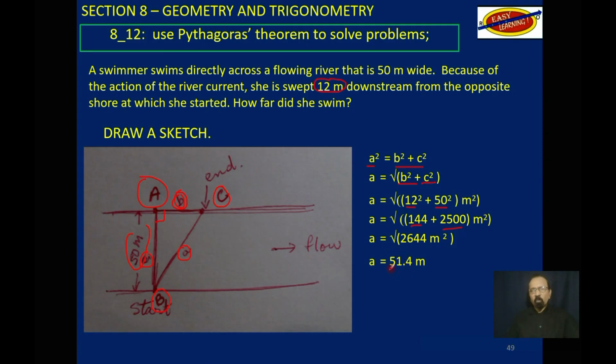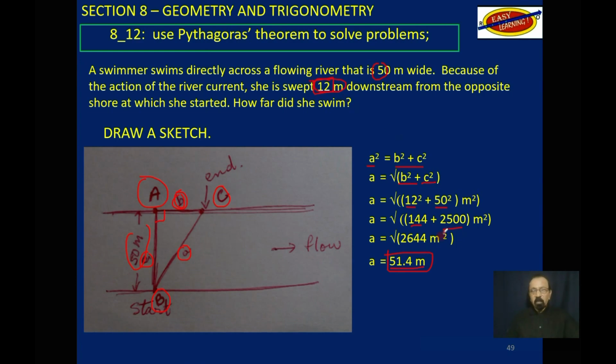And you get 51.4 meters. That's the actual distance that she swam. Now you recognize that this has three significant figures. And the numbers we are dealing with, this one has one significant figure. This one has two.